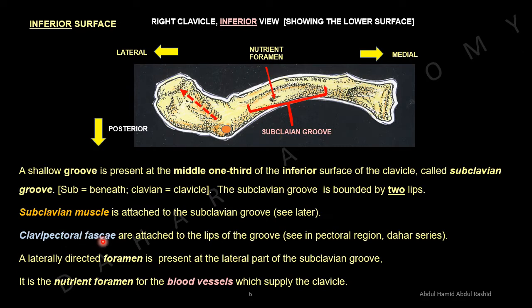Clavipectoral fasciae are attached to the lips of the groove. See in the pectoral region, DAHAR series. A laterally directed foramen is present at the lateral part of the subclavian groove. It is the nutrient foramen for the blood vessels which supply the clavicle.